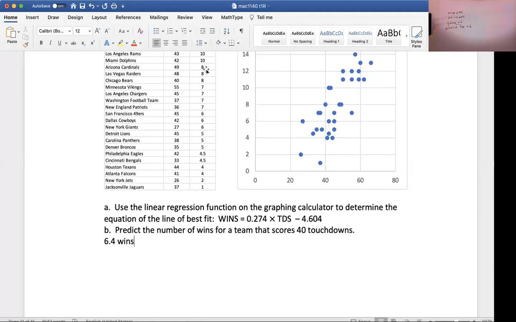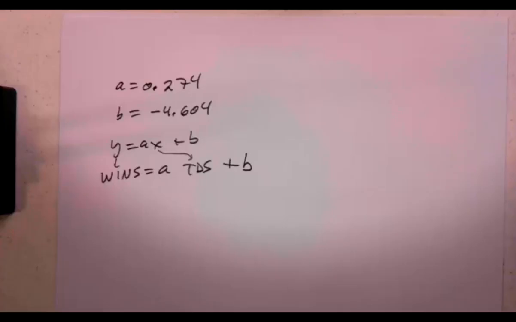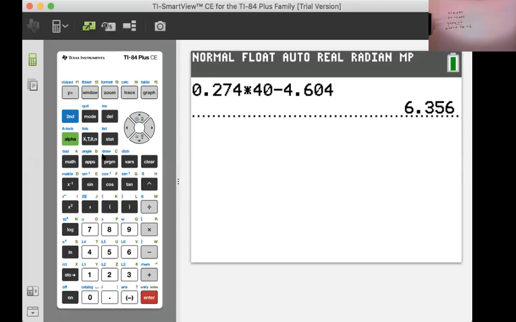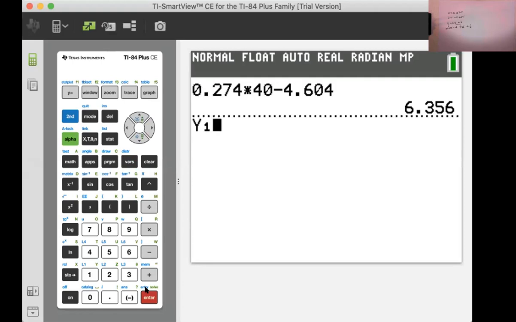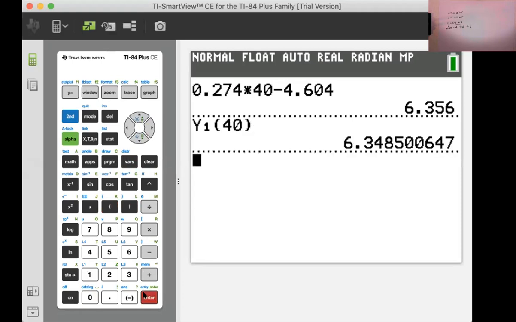But we could also have done that with the regression equation on the calculator. Remember, we stored it in there. So if I just go second, if I go to vars, yvars function, it was stored in Y1. And I want to know what happens if we plug in 40. I should get something very close to 6.356. Of course, I rounded a little bit, 6.348. So again, 6.4 thereabouts is what we're getting for our number of wins. A little bit more accuracy there because I had more decimal points.